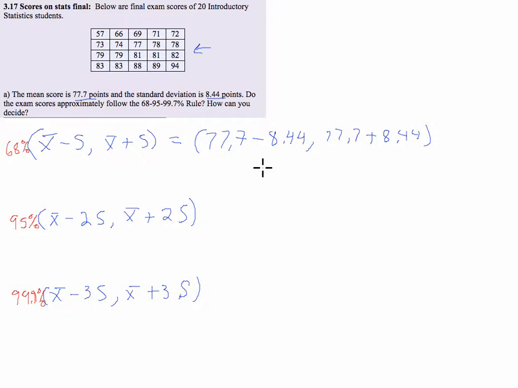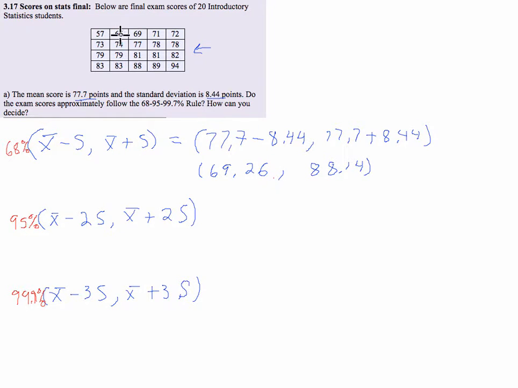Okay, and then if I clean up that arithmetic, that turns into the interval 69.26 out to 86.14. Okay, so now according to the 68, 95, 99.7 rule, 68% of our data should reside in that interval.